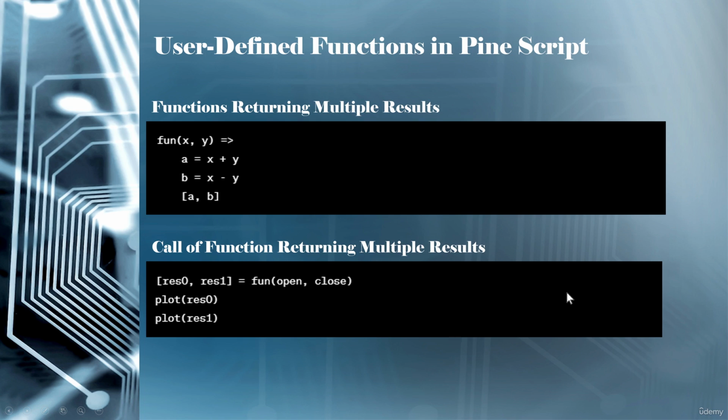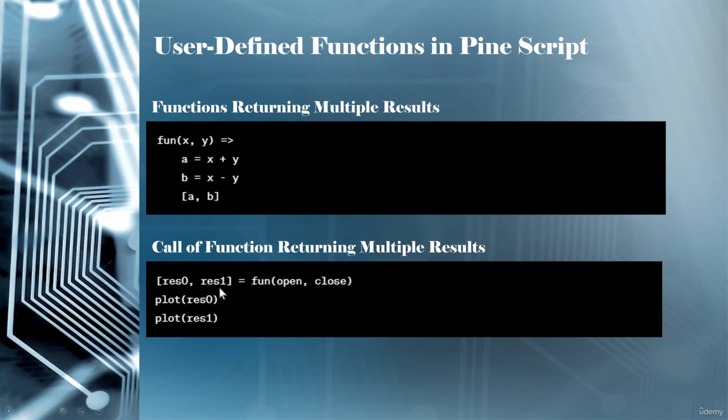Now let's study functions returning multiple results. Functions can return multiple results resembling tuples. For instance, in this example, we define a function with 2 parameters, x and y, and this function returns a tuple consisting of 2 variables, a and b.